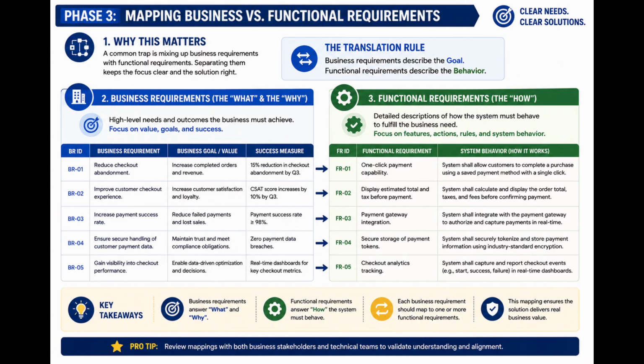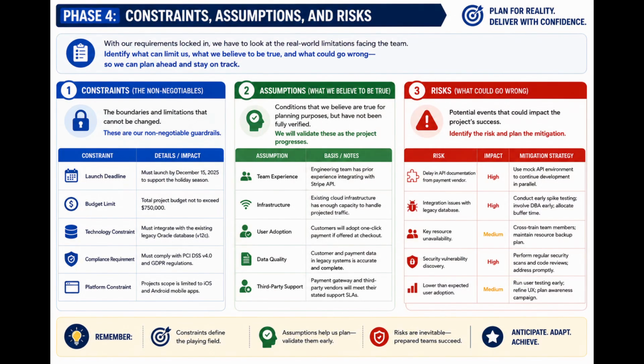Functional requirements translate those high-level goals into concrete system actions, explicitly describing exactly how the system must behave to fulfill that business need. Next is the practical translation of these concepts within our live template walkthrough, demonstrating how a single business goal breaks down into explicit system actions.